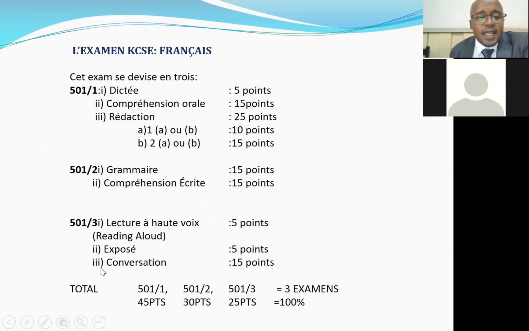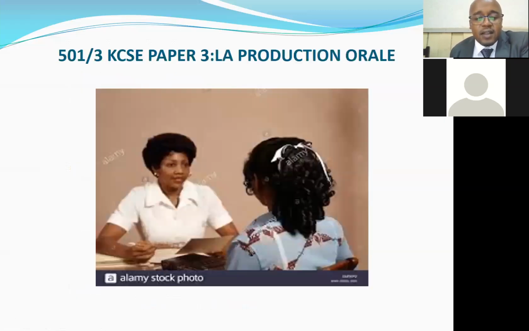Then we have finally conversation, which is also written the same way it is written in English. Conversation giving us 15 marks. So basically for paper 3, we have 5 marks plus 5 marks plus 15. That takes us to 25%. And like I mentioned at the beginning, you have a total of 100% when you have done the 3 exams. Now let us go to our paper 3 in particular.